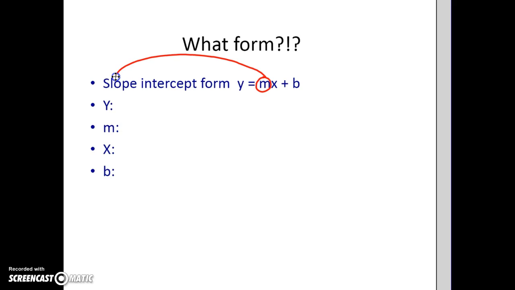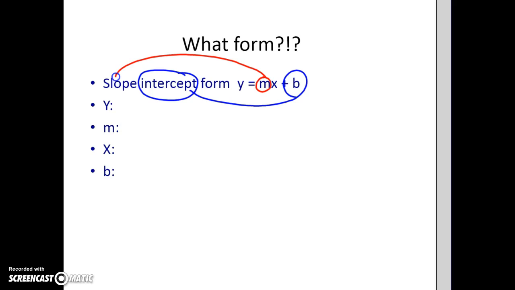Think football for a second. When the ball is intercepted by the opposing team, the opposing team crossed the path of the ball and came away with the ball. So the slope-intercept form is y equals mx plus b. And the intercept is actually the y-intercept, and we recognize it by the letter b.